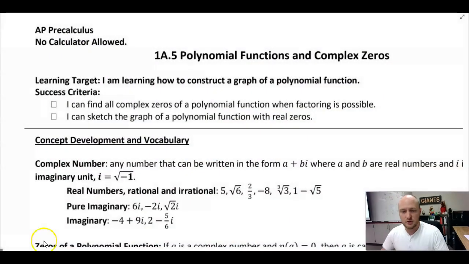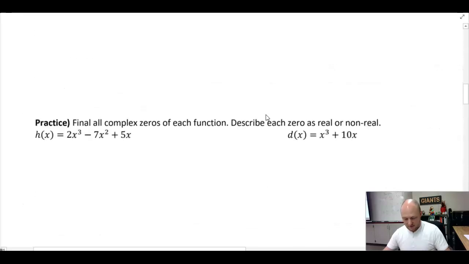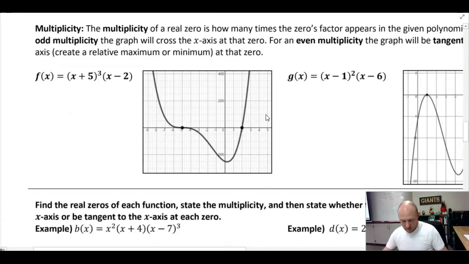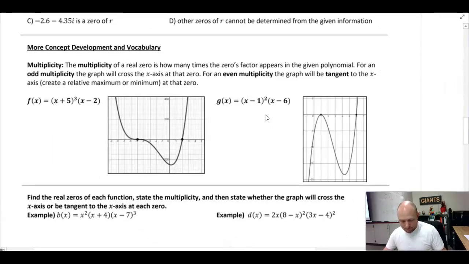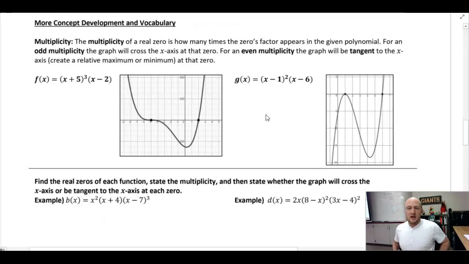So without further ado, I just want to remind you that we are learning how to construct a graph of a polynomial function, finding the complex zeros, and sketching that graph. So I'm going to scroll down to where we left off, which is right here. Before we talk about zeros of a polynomial function from factored form, I do want to talk about this idea of multiplicity.